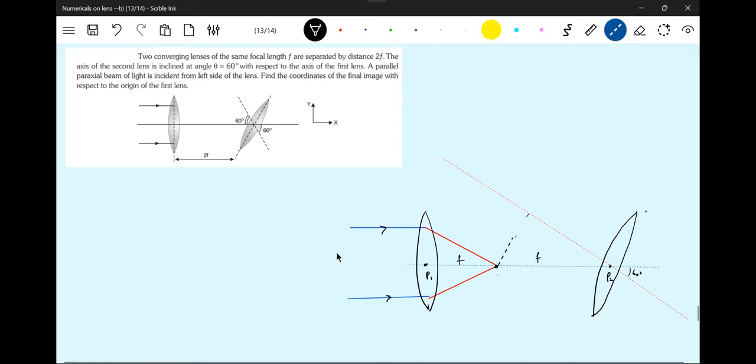Next it is b. So this will be the I1. This is 60 degrees. So this I1 will become the object for the second lens. So there's lens 1 and this is lens 2. The rays incident normally on the first lens will converge on the axis of this one. So what is this dotted line? This is the optic axis of lens 1. This is the optic axis of lens 2.